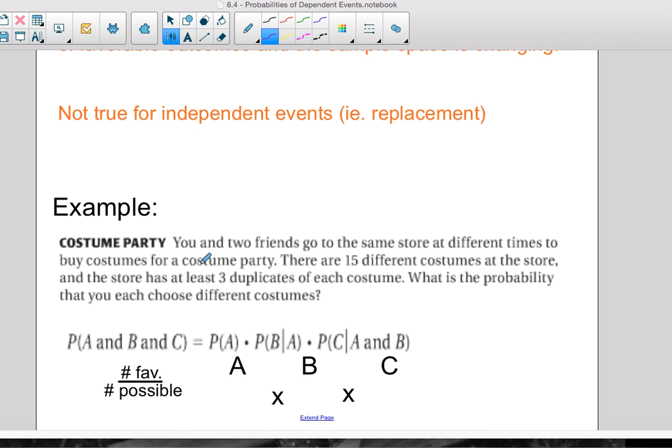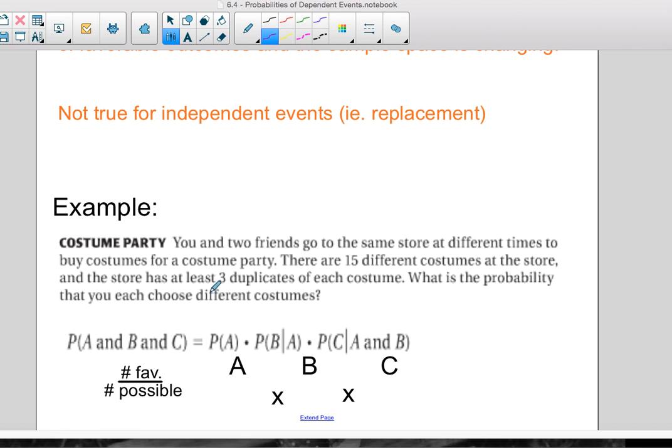So let's look at this one. You and two friends go to the same store at different times to buy costumes for a costume party. There are 15 different costumes at the store, and the store has at least 3 duplicates of each costume, which all that means is that if you go and your friend goes and your friend goes, you could actually all have the exact same costume because there's at least 3 duplicates of everything.